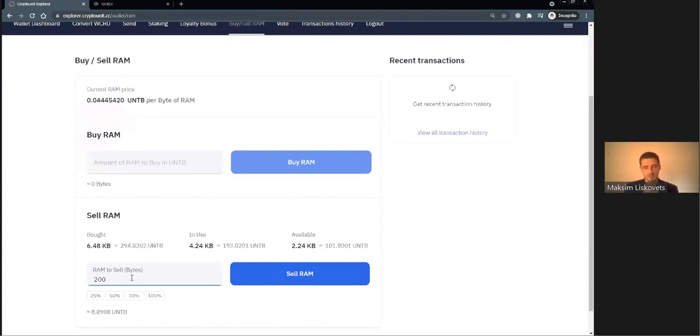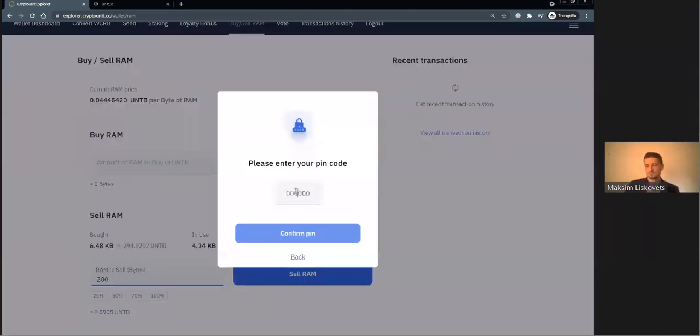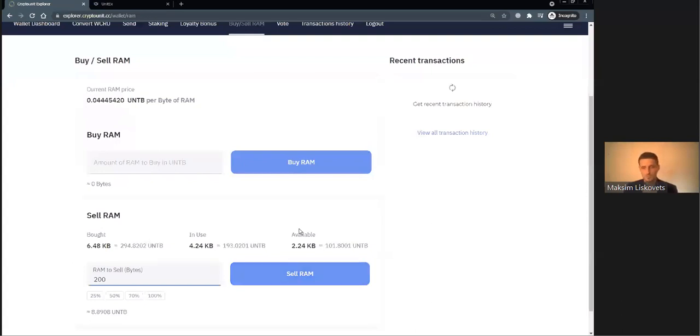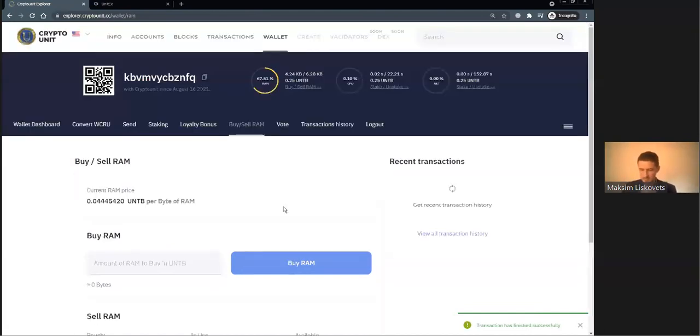Let's sell 200 bytes. And we're selling bytes, guys, again, whereas here it says kilobytes, which is 1024, or you can round it up to 1000. And we enter it and confirm. Okay. The transaction has been completed successfully.